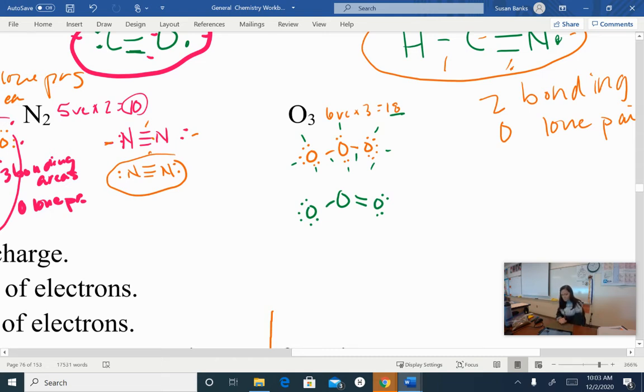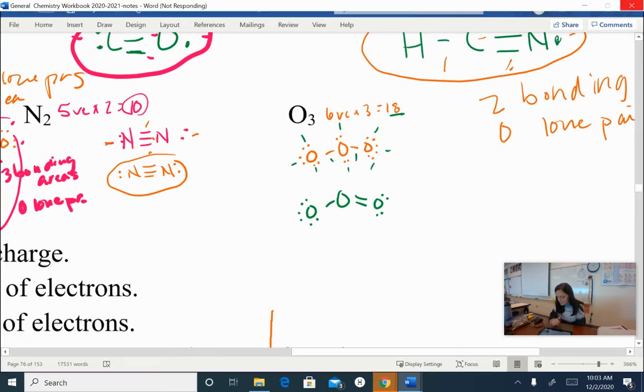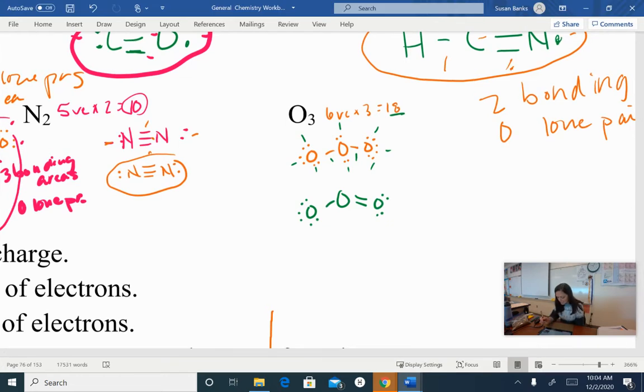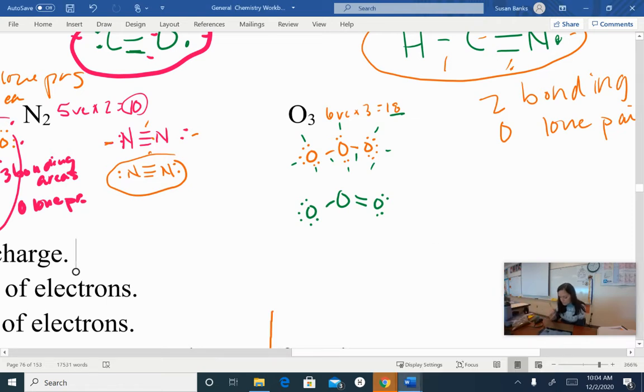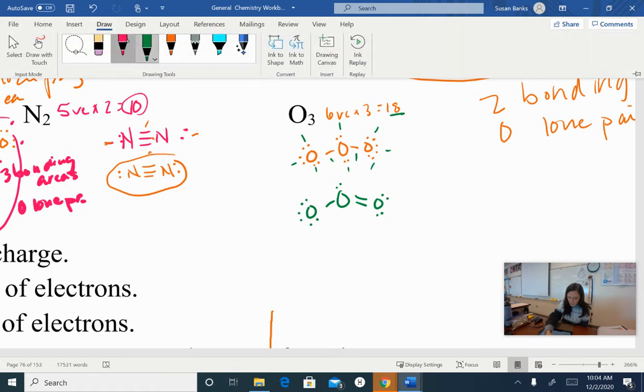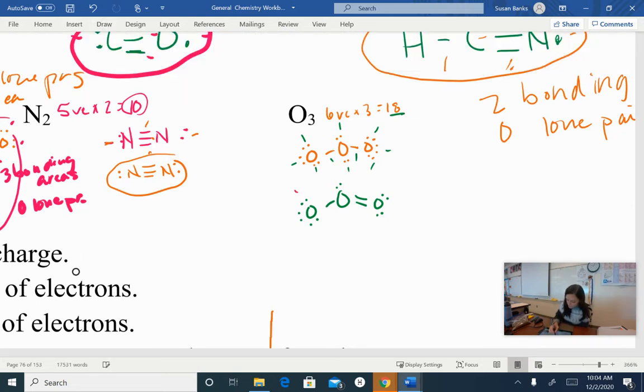Now, the oxygen here in the middle has a single bond and a double bond. So it has 3 bonds, so 6 electrons. So it needs 1 lone pair. Now, when I count up the electrons here that I have used, I've used 2, 4, 6, 8, 10, 12, 14, 16, 18, which is exactly the amount I have. So ozone, or O3, that is the Lewis structure.